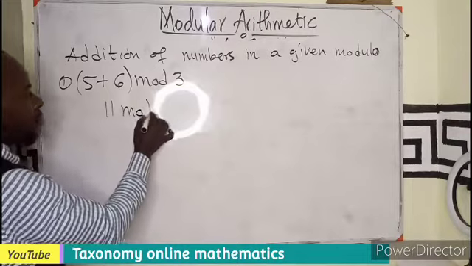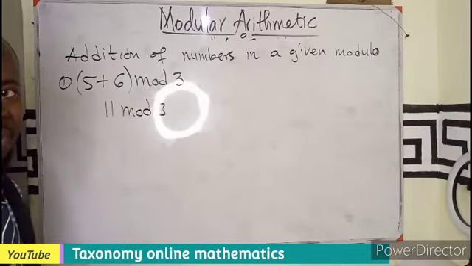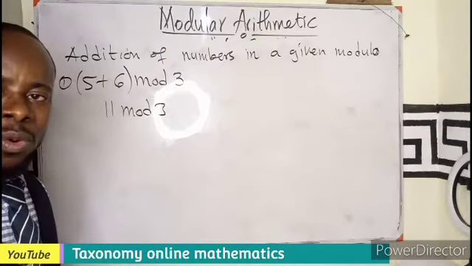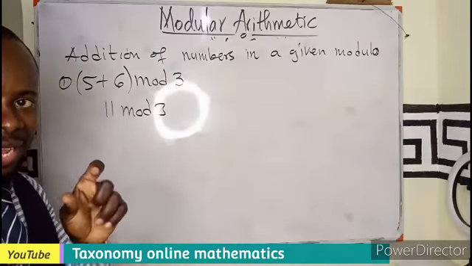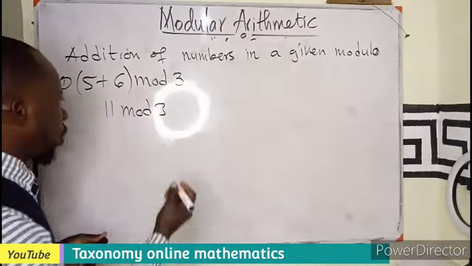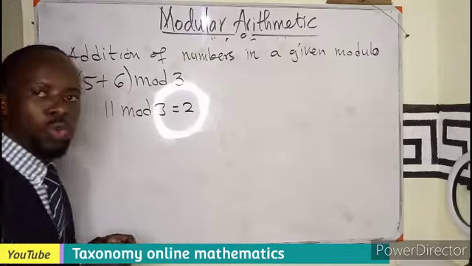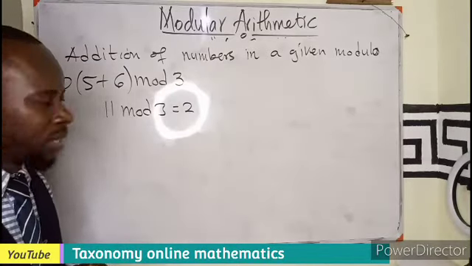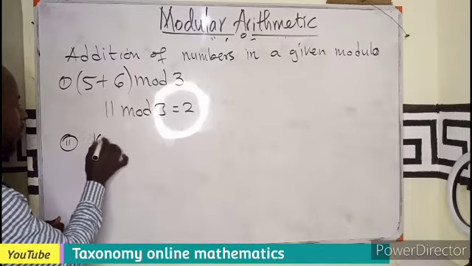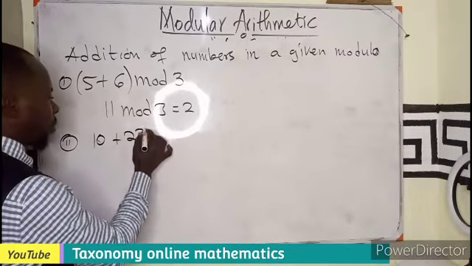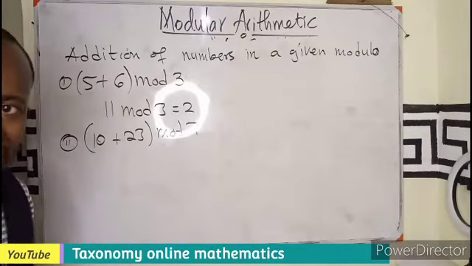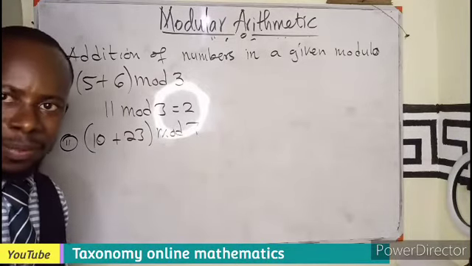So this can be given as 11 mod 3. And 11 mod 3, what comes into your mind? 11 divided by this will give us 3. 3, 3, 9. 9 from this gives us what? 2. So your answer is just 2. Do you get me? Good. Now, what if I have (10 plus 23) mod 7?